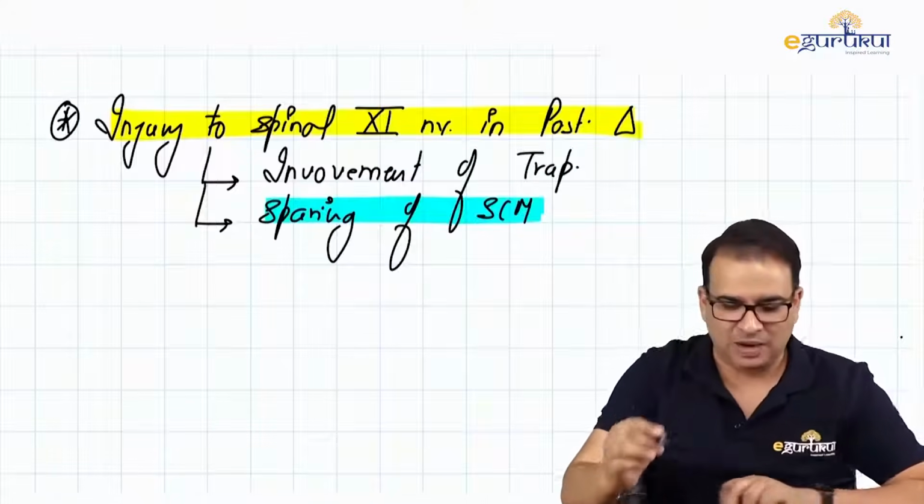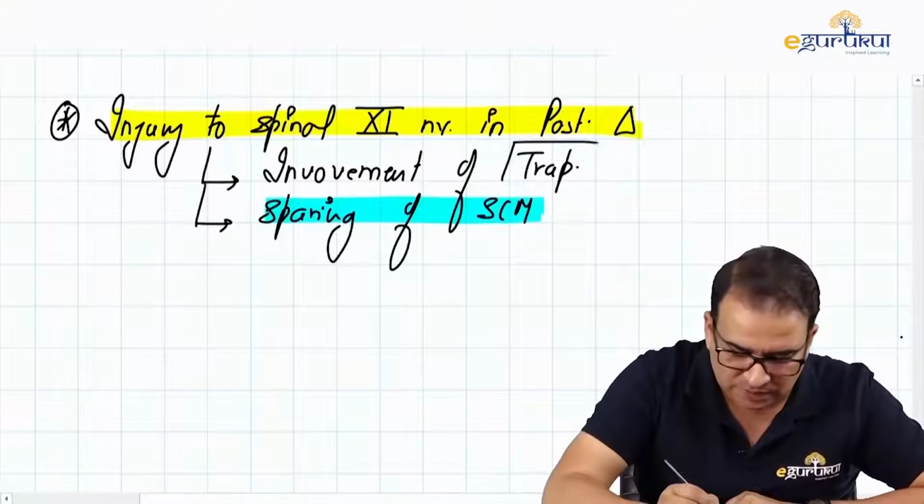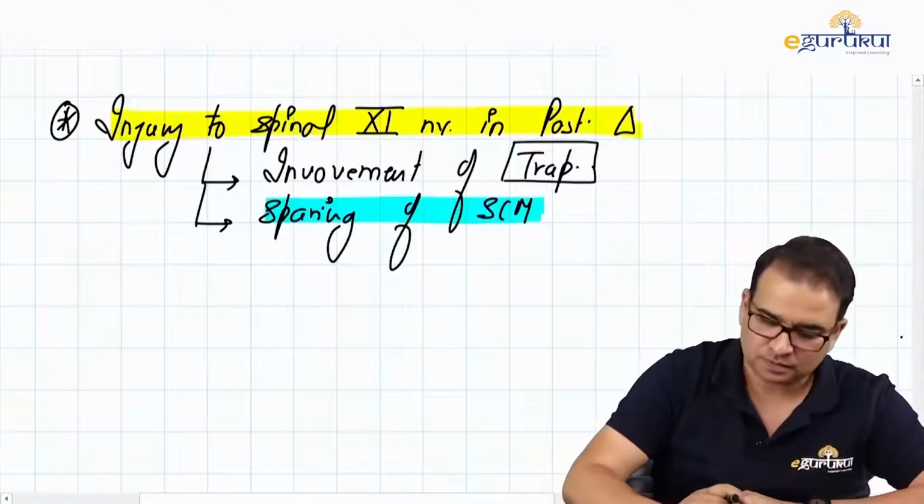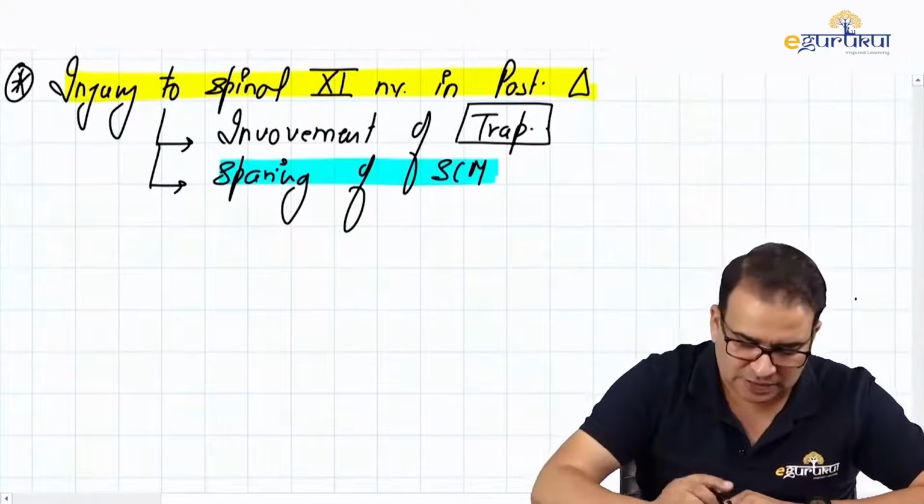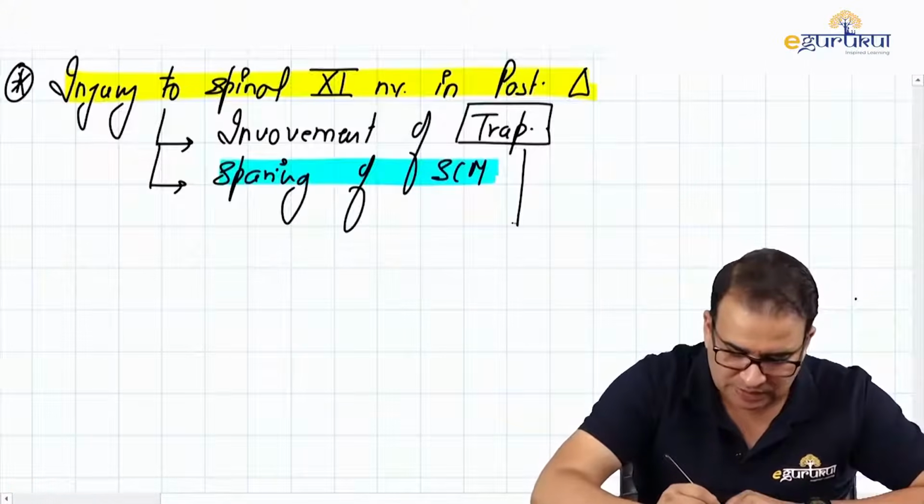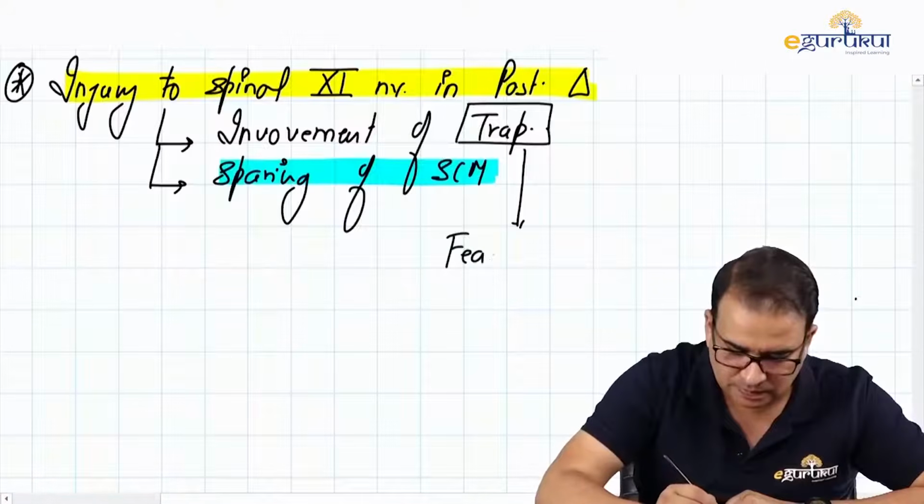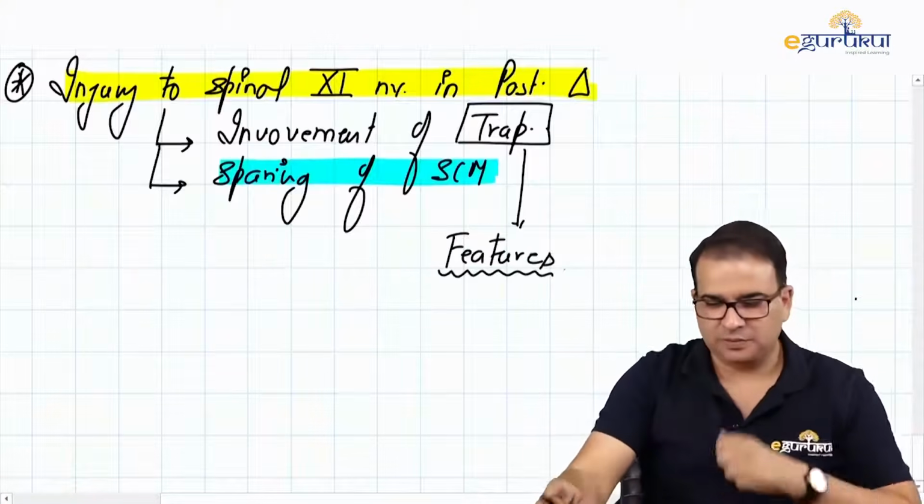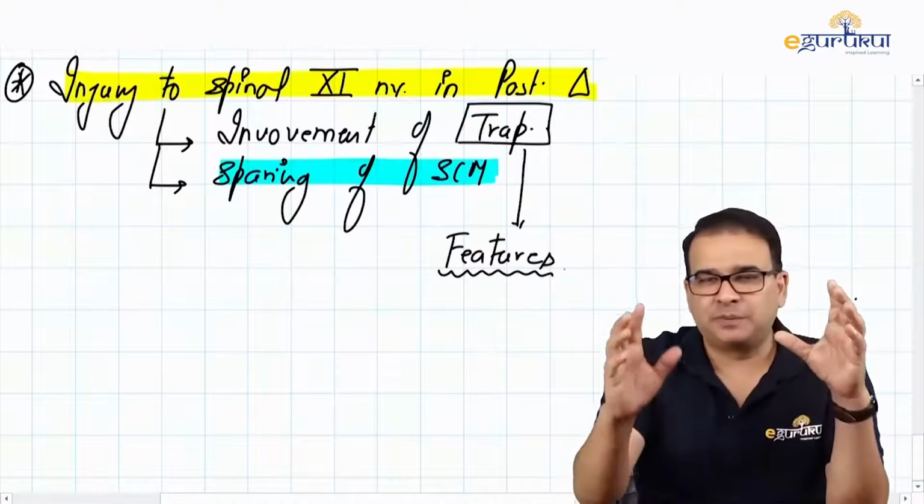So whatever features you will have is because of which muscle involvement? Trapezius muscle involvement. And because of the trapezius muscle involvement, what are the features you will see? Think about the function of the trapezius muscle, guys.